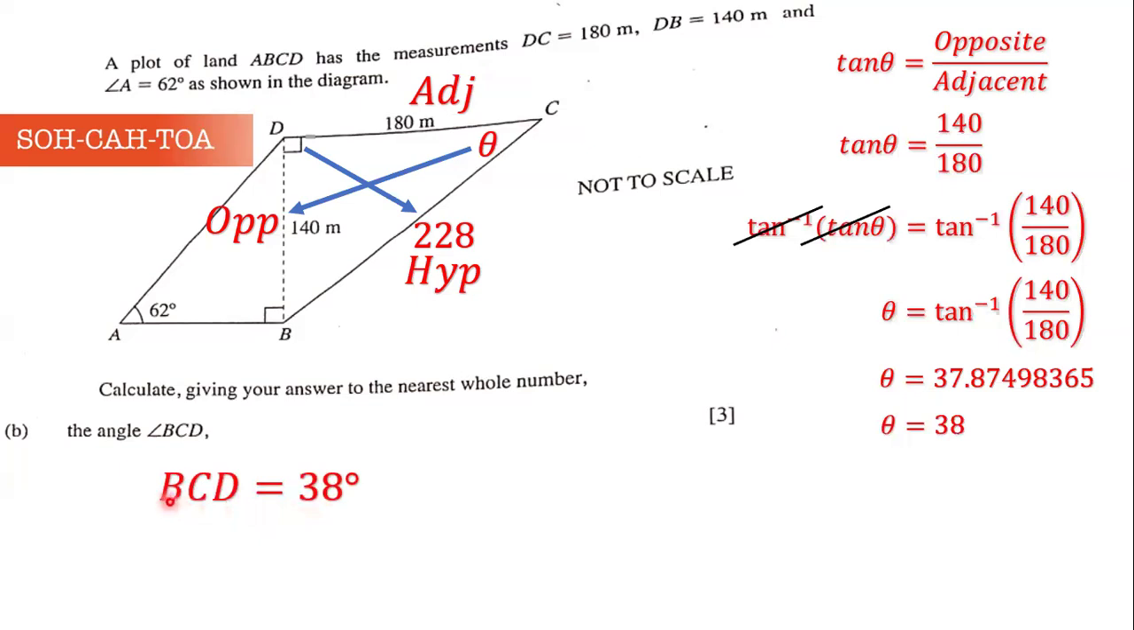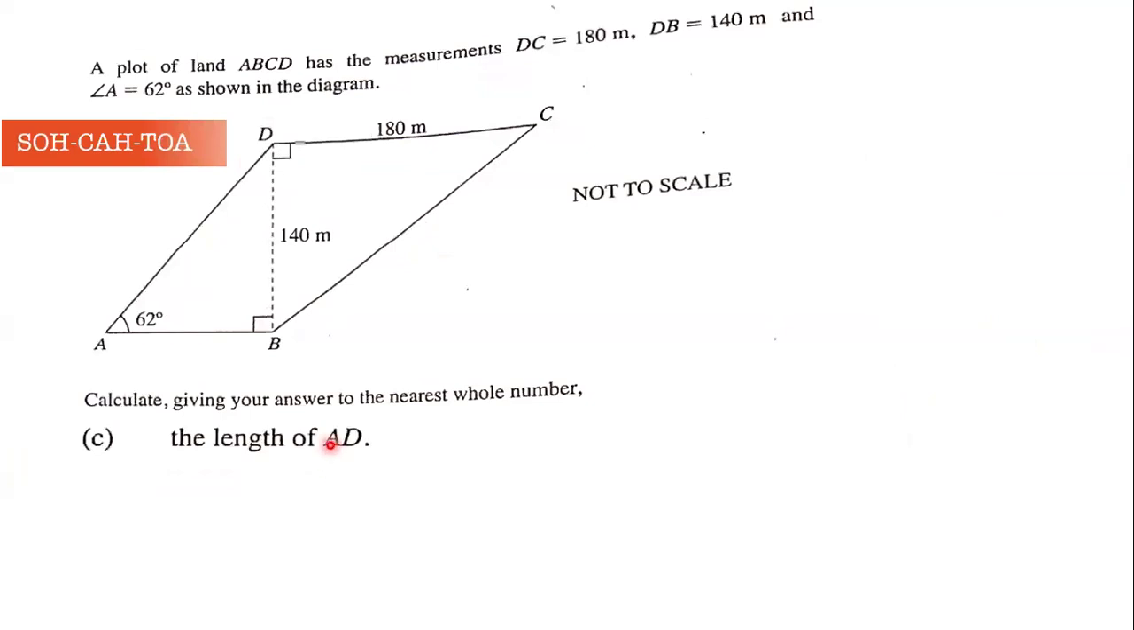And so that means that angle BCD is indeed 38 degrees. Indeed, do not forget to write the angle symbol. So angle BCD is equal to 38 degrees. Now, we have to determine in this question the length AD. Notice that AD is right here. That's what we're trying to find.